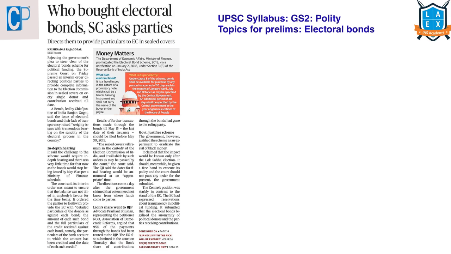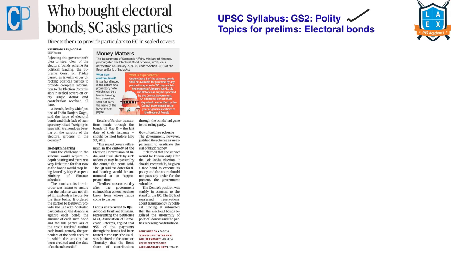Our first article is Who Brought the Electoral Bonds? Supreme Court asks the parties. This article comes under GS paper 2 under the topic of polity. Here, the Supreme Court has ordered the political parties to provide complete information on every single donor and the contributions that were received from the donors till now through the electoral bonds to the Election Commission.